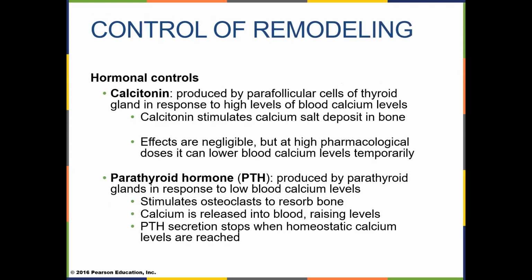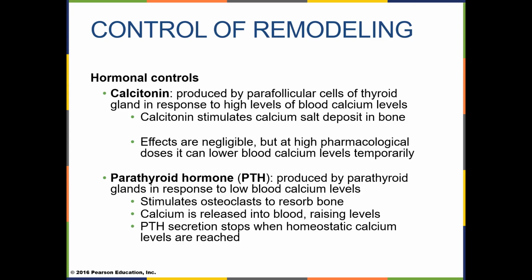So we'll get to the stress here in a second. Hormonal controls. Calcitonin. Within the thyroid gland, there are cells called parafollicular cells. And the parafollicular cells produce calcitonin. Calcitonin stimulates deposit of calcium in bone.